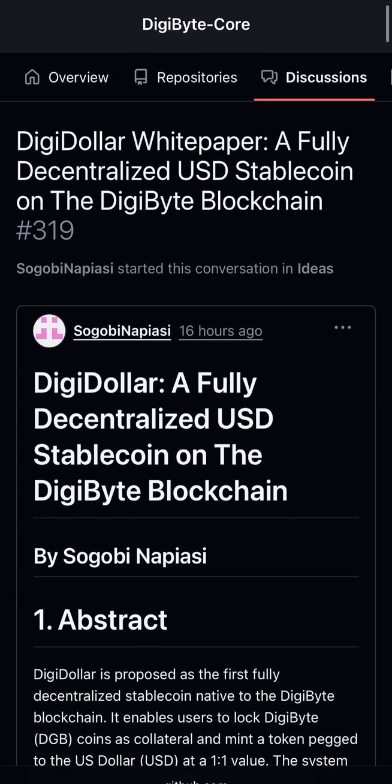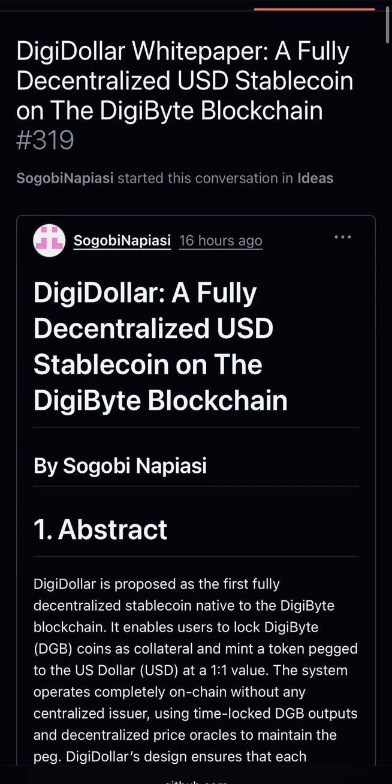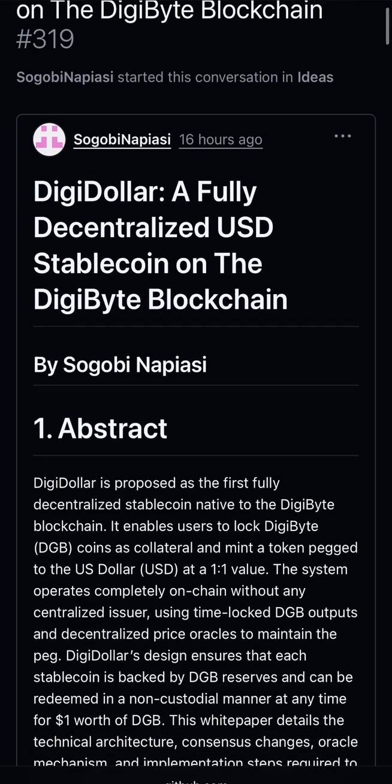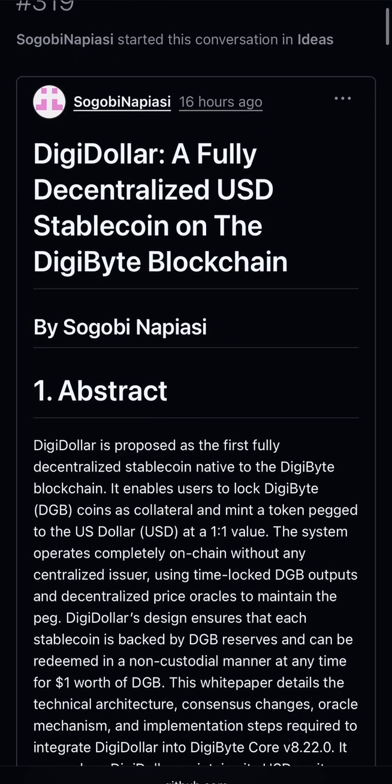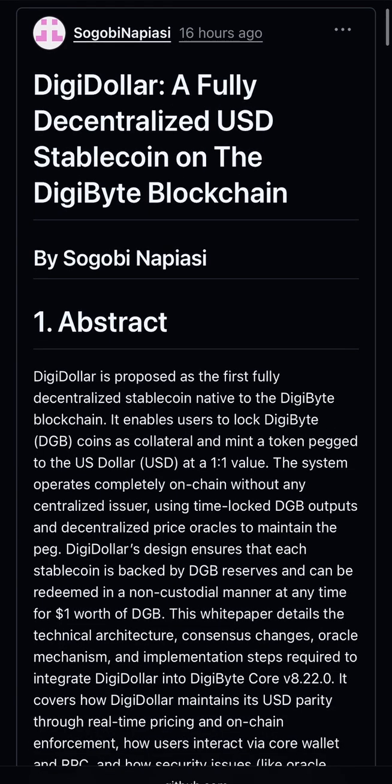DigiDollar Whitepaper, a fully decentralized USD stablecoin on the DigiByte blockchain, number 319. By SogobiNapiasi. 1. Abstract. DigiDollar is proposed as the first fully decentralized stablecoin native to the DigiByte blockchain.